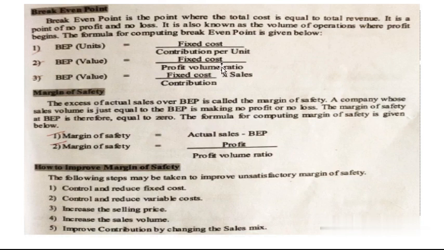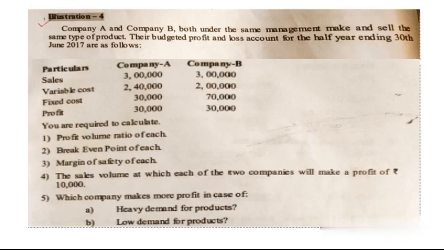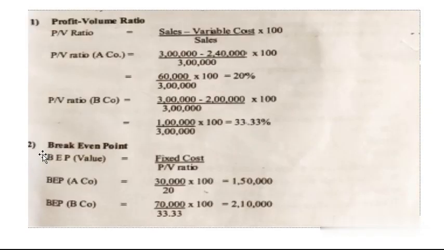We have already calculated the PV ratio and we know the fixed cost. So it is direct, it is easy to take this formula. So let us take fixed cost divided by PV ratio. So the break-even point value formula is fixed cost divided by PV ratio. For company A, the break-even point is 30,000 divided by 20 into 100, that is nothing but 20%. We can take it as 30,000 divided by 20 into 100, which will give us 1,50,000.